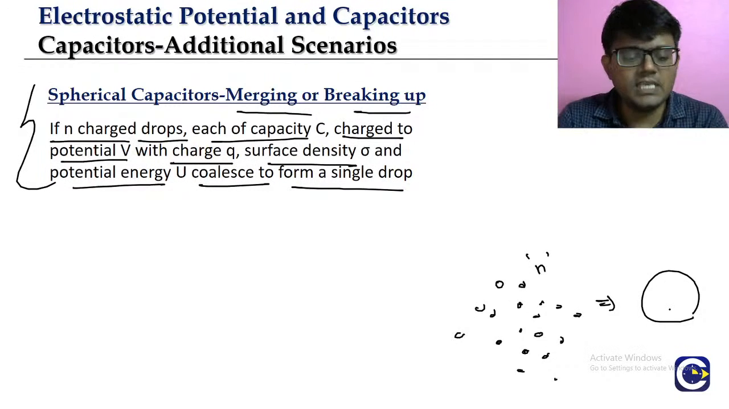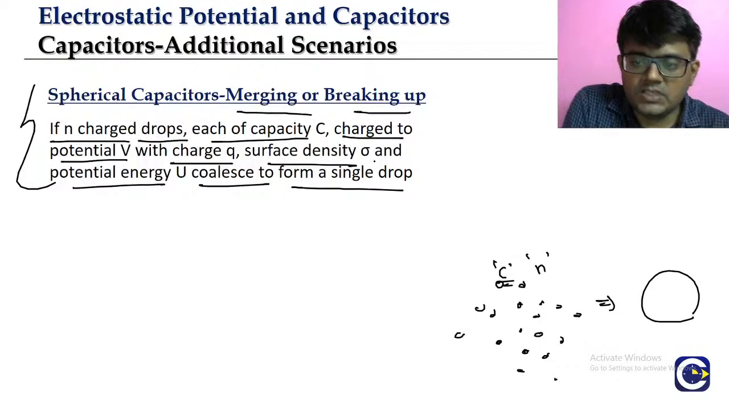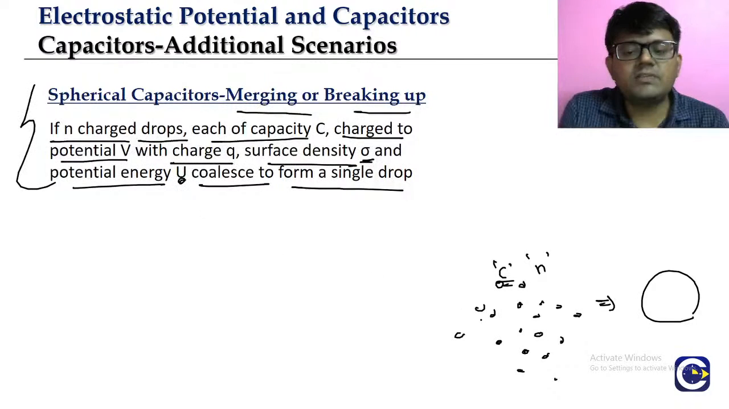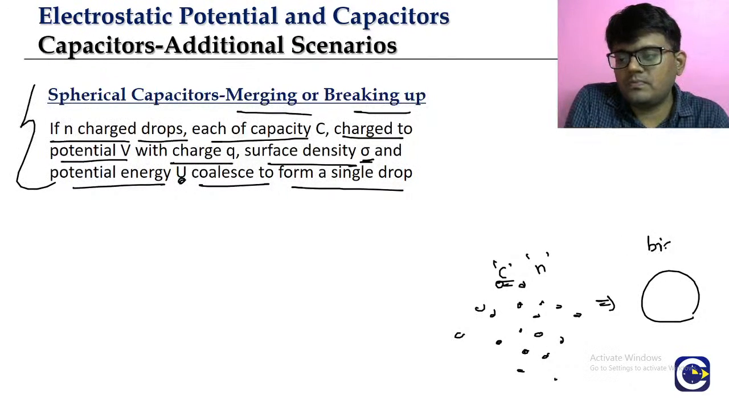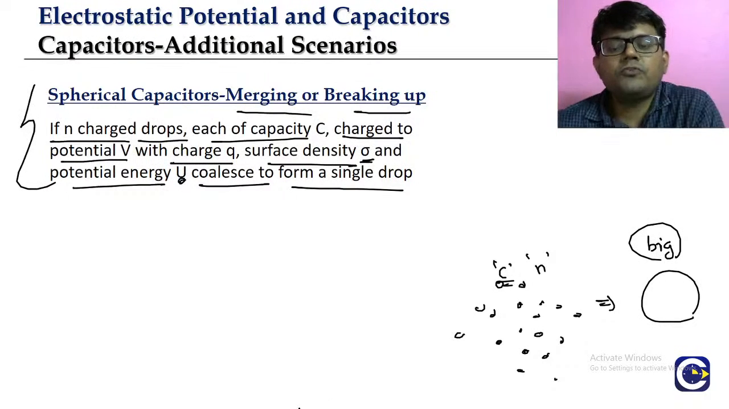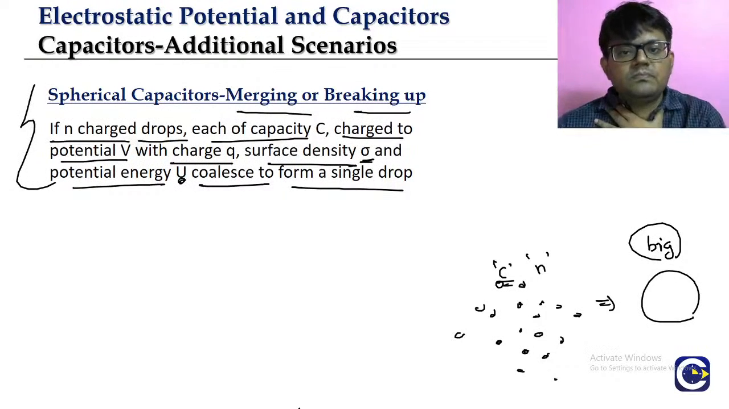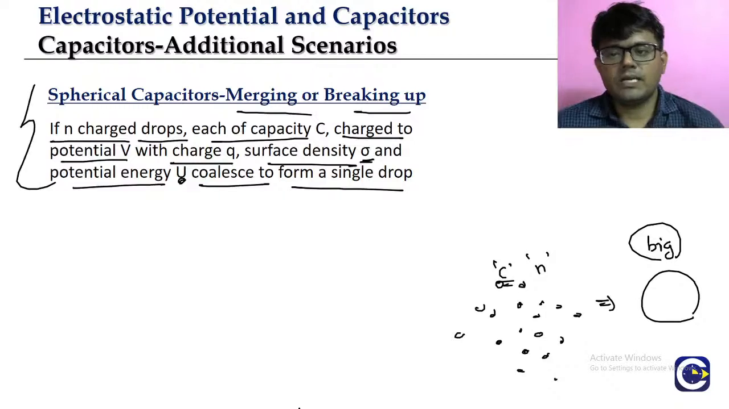Okay? So C is the capacitance of each of these small drops. They are all having a potential V. Each of them is having a surface density sigma. Each of them is having a potential energy U. When we coalesce, merge them, we get a big drop. We have to find the capacitance of the bigger drop, the potential of the bigger drop, the charge of the bigger drop, the surface density of the bigger drop, and the potential energy of the bigger drop.